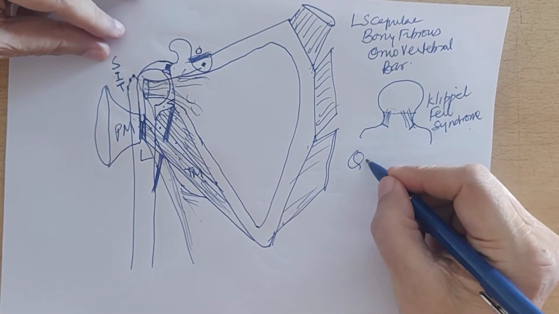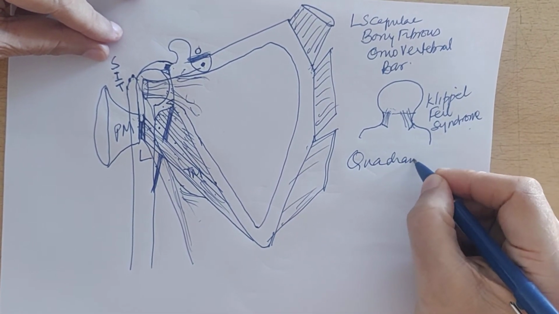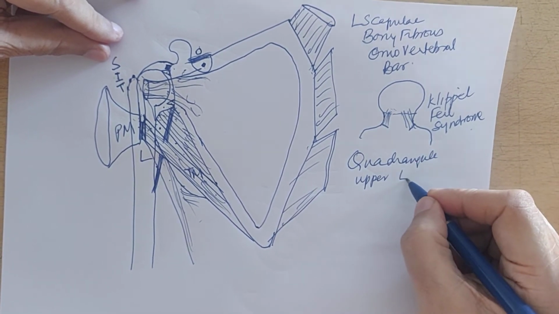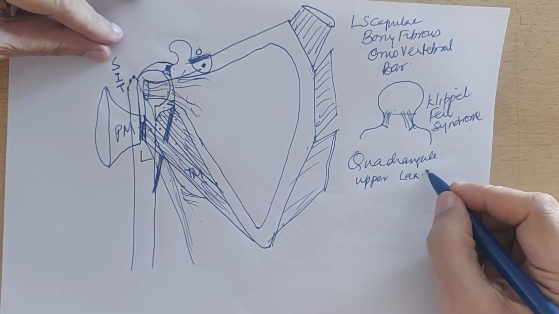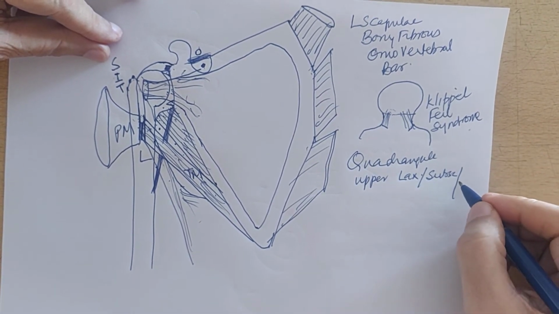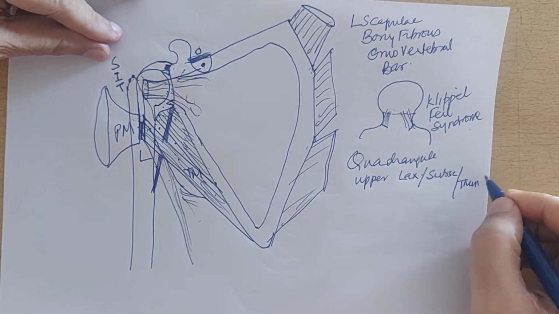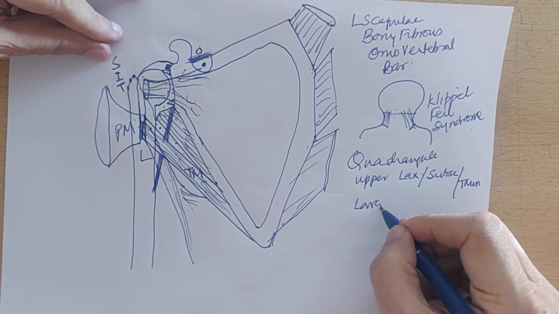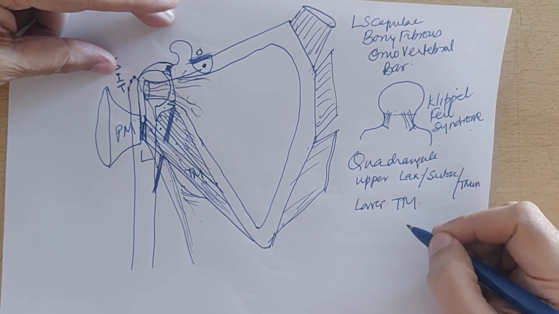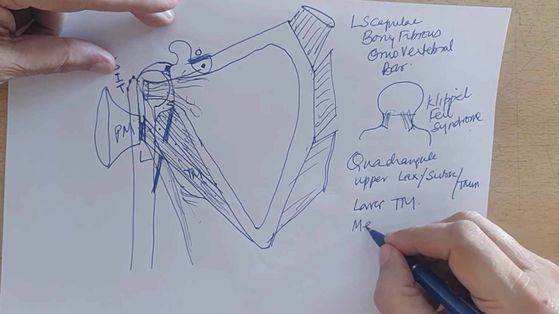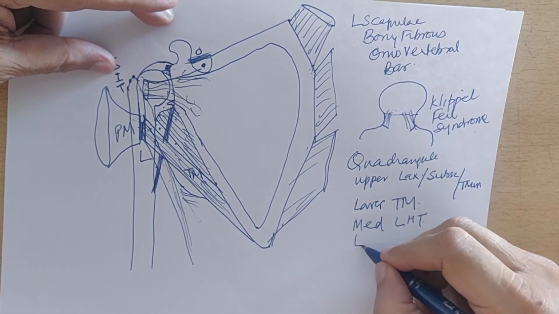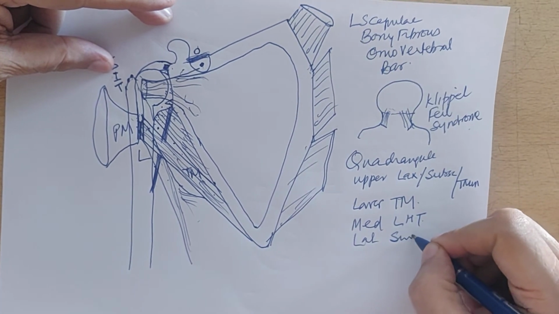So you have the quadrangular space: upper, lax part of capsule sandwiched between subscapularis and teres minor; lower, teres major; medial, long head of triceps; and lateral, surgical neck of humerus.